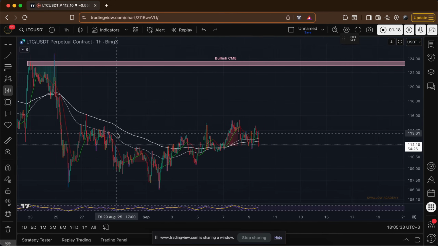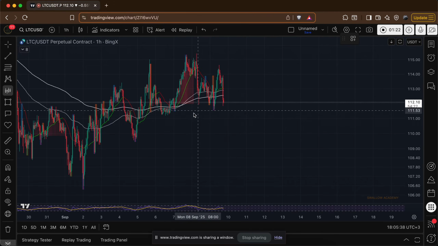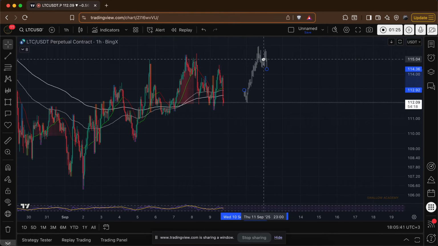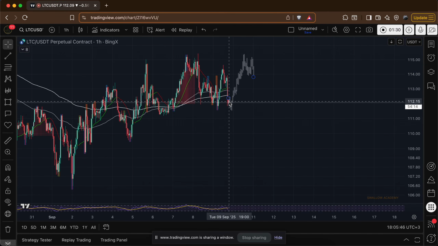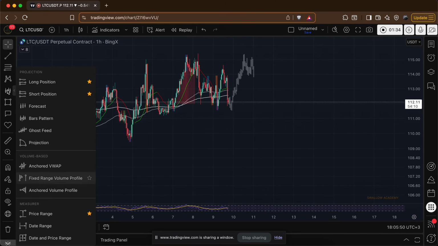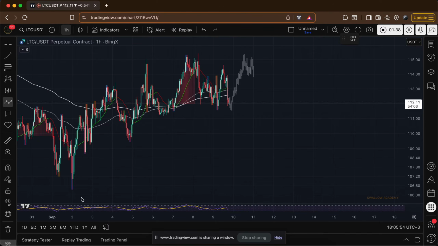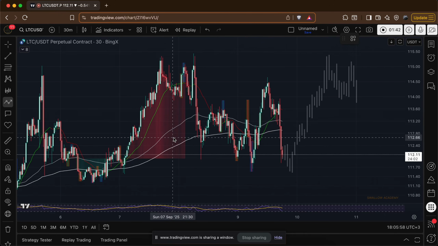I'm actually not going to set anything, but let's say we see some kind of movement here, like that. As soon as we see some sort of recovery, we are going to look for a proper market structure break on the 30-minute time frame. Going to quickly show what kind of market structure break we are going to look for.